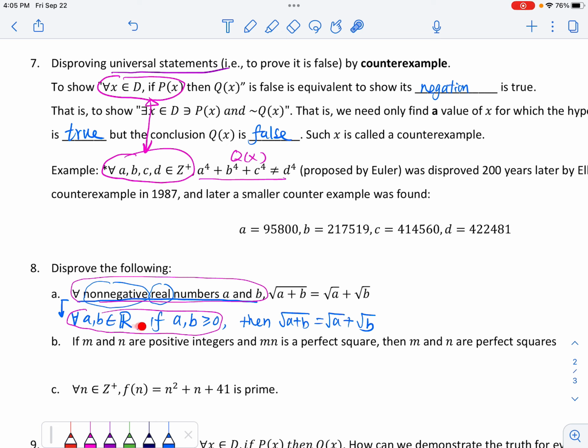So in other words, we want to find a and b so that this is true, but this is false. Sometimes in the future, once you are proficient, once you are getting very good at reading, you sometimes really don't need to, but this is certainly a good practice. Okay, all right, so here's a counterexample.